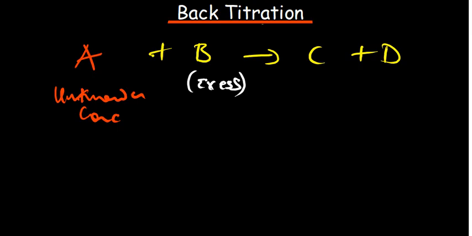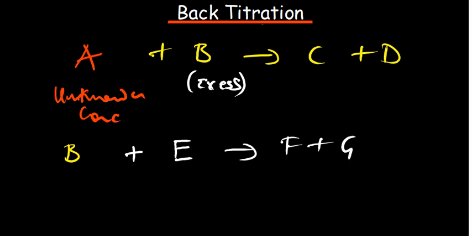So what happens is the one that is in excess is going to react in another reaction. Our B in this case was in excess. So let's say we react it with another reactant, maybe E, and then we get other products. Our area of interest is the excess reactant. It is appearing in two reactions. We call it back titration because we start from a second reaction.